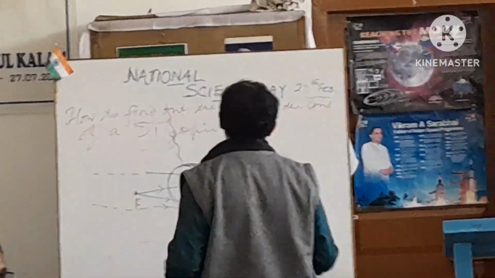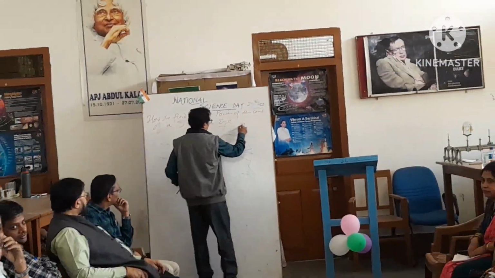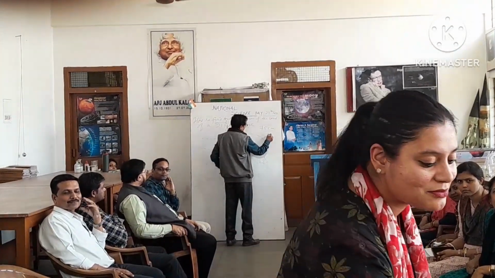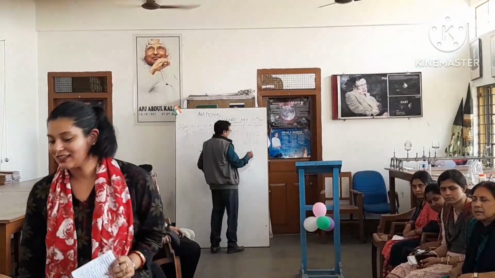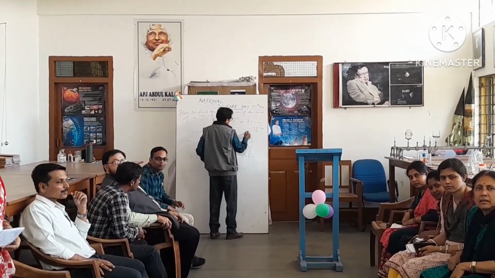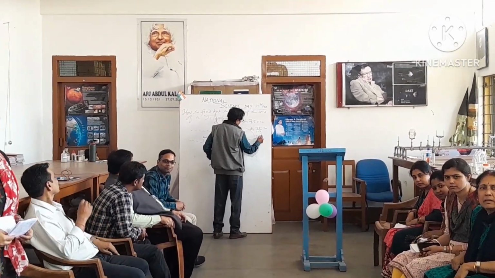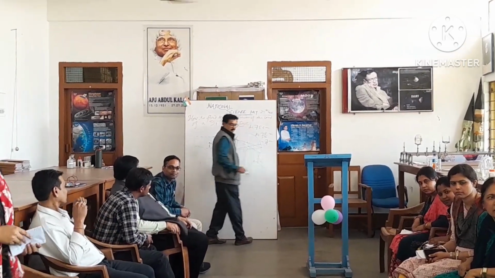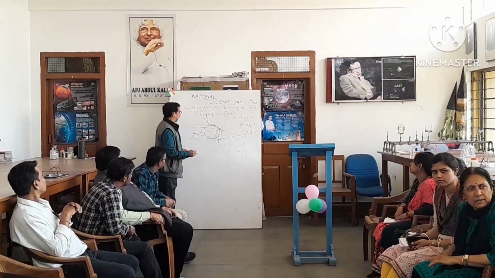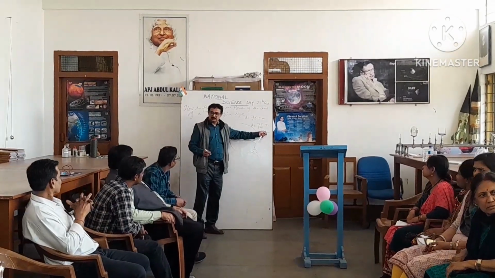75 centimeter. So our far point is 75 centimeter. 75 divided by 100 meter, so this is equal to 3 by 4 meter. Okay? 3 by 4 meter, the far point.